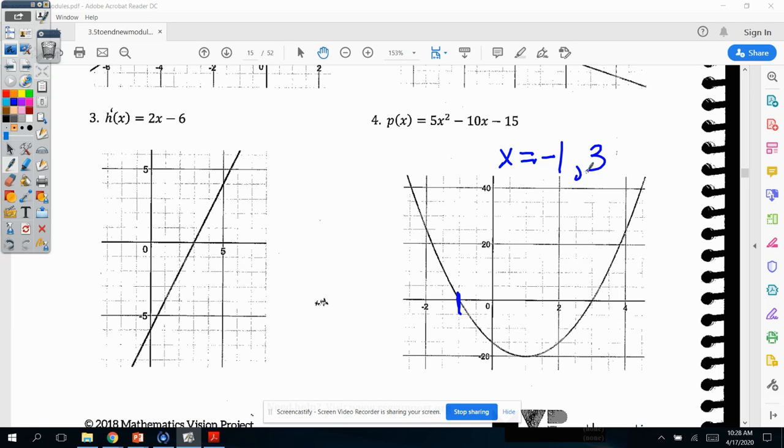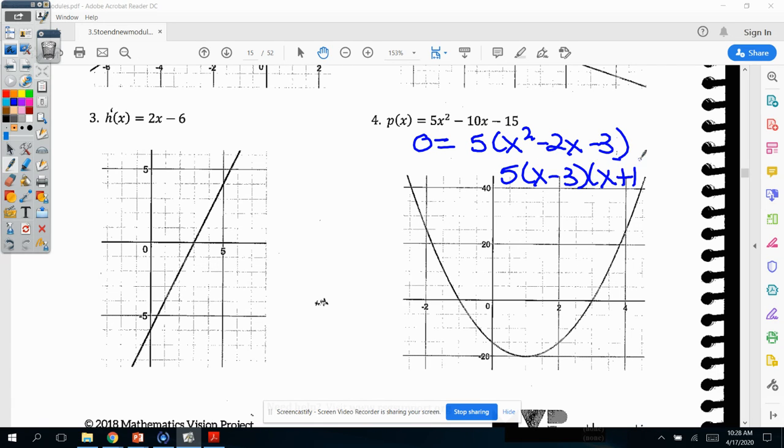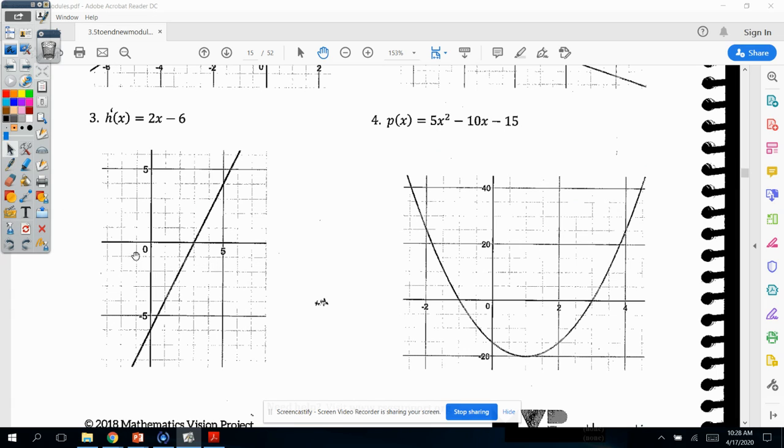Now, just a refresher, because this one was actually similar to the one on our quiz. If this was to equal 0, you could factor out a GCF first, x squared minus 2x minus 3. You could divide both sides by 5 if you want, or you could just continue to factor: x minus 3, x plus 1. The answers are 3 and -1, just like we said. X equals 3, x equals -1. There are 2 x-intercepts.